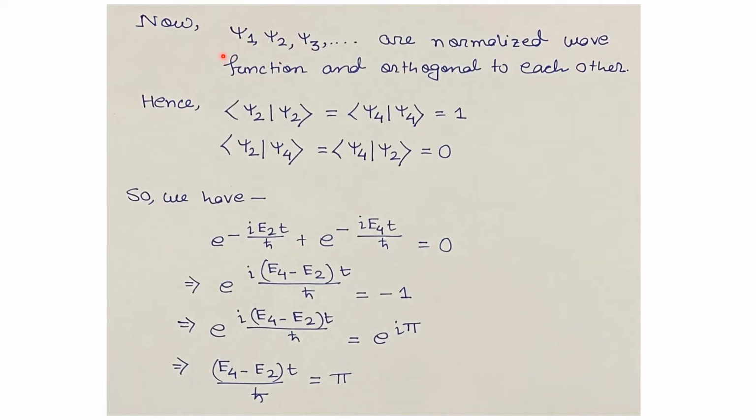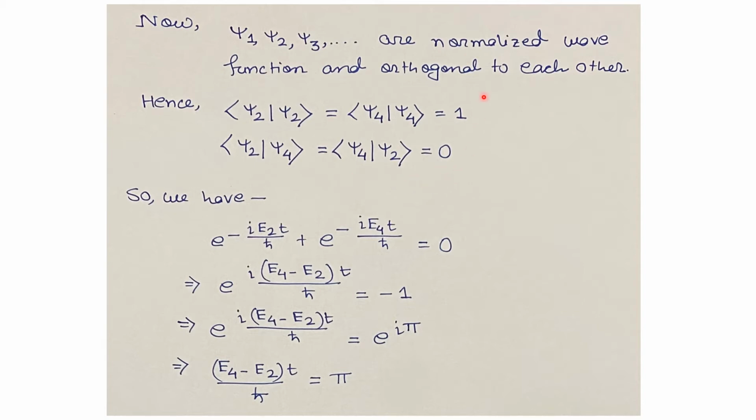Now the wave functions psi1, psi2, psi3 and so on represent the normalized wave functions for the harmonic oscillator, and they are orthogonal to each other. This means the inner product between the same wave function will be 1, but the inner product between two different wave functions will be 0. So the inner product of psi2 with itself will be 1, or psi4 with itself will be 1, but the inner product between psi2 and psi4, or between psi4 and psi2, will be 0.